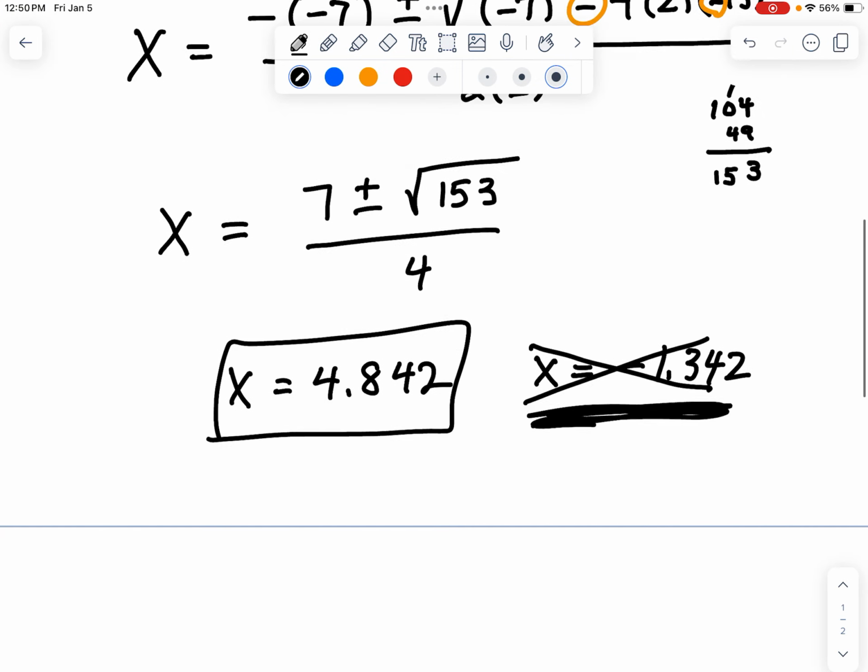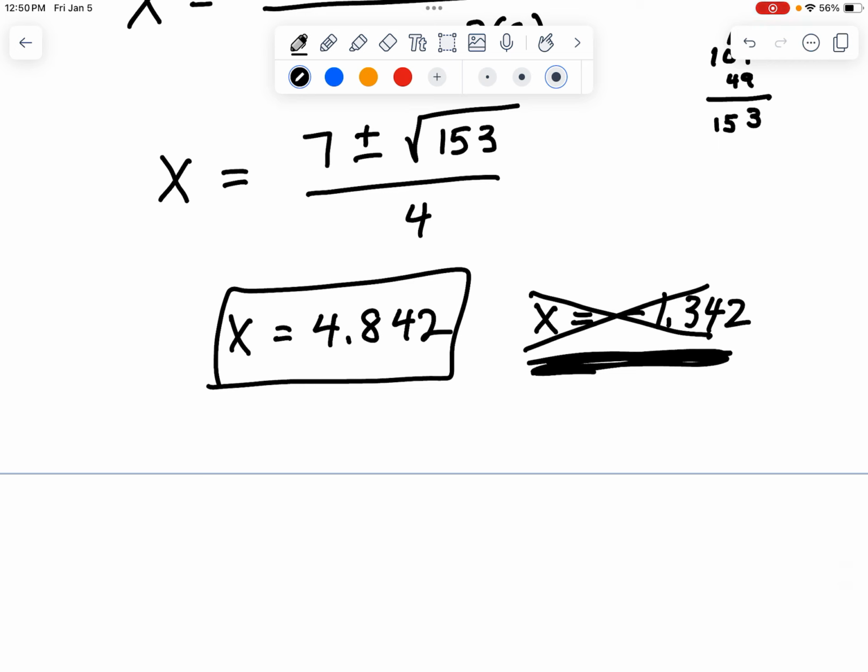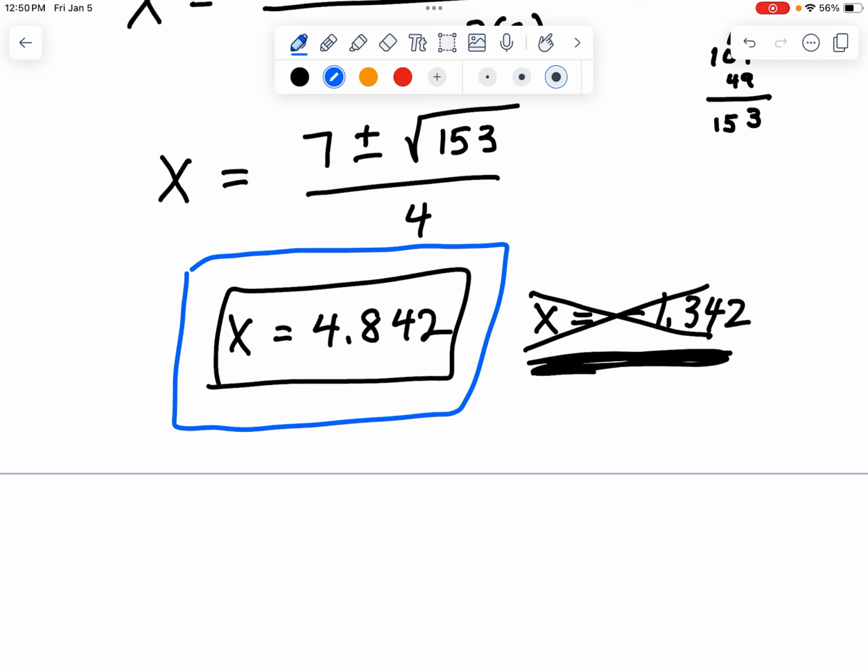So then I can go back to my answer, and because I did extra work, I'm going to double box this answer. It's worth a double box and even some shading. All right, that's it.